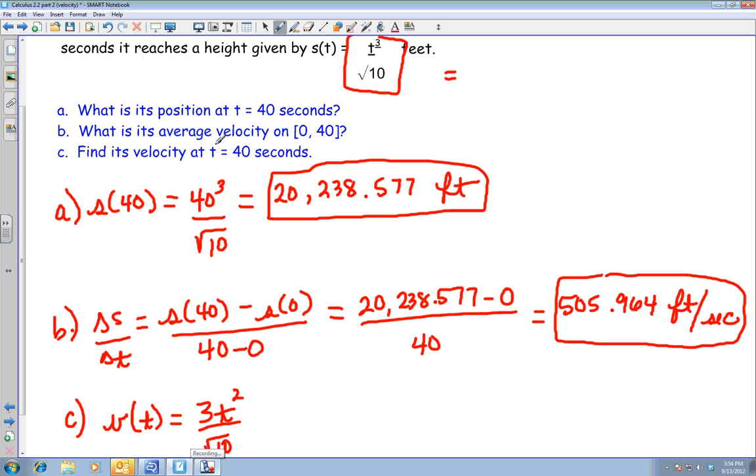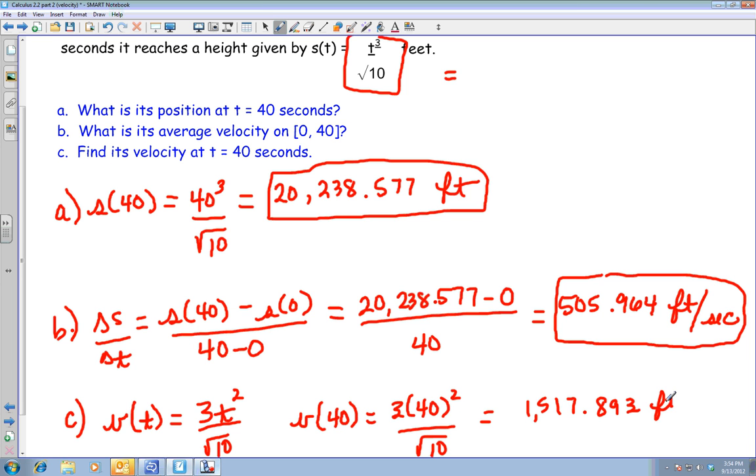Now it says find its velocity when t is 40. So now I'm going to plug 40 into that. 3 times 40 squared divided by the square root of 10. When I put that in my calculator, I get 1,517.893 feet per second. So at that particular time, when t is 40, it's going a little over 1,500 feet per second.